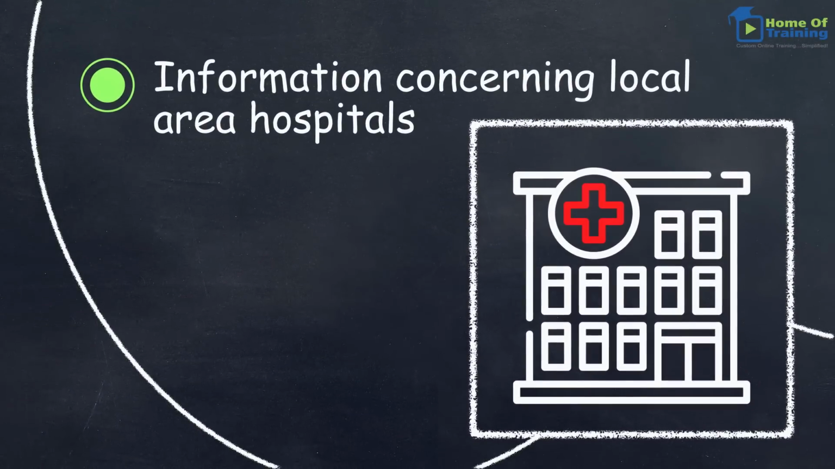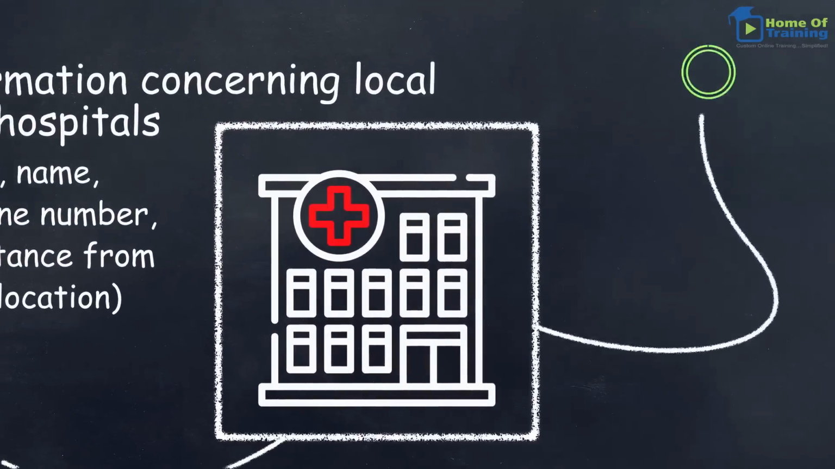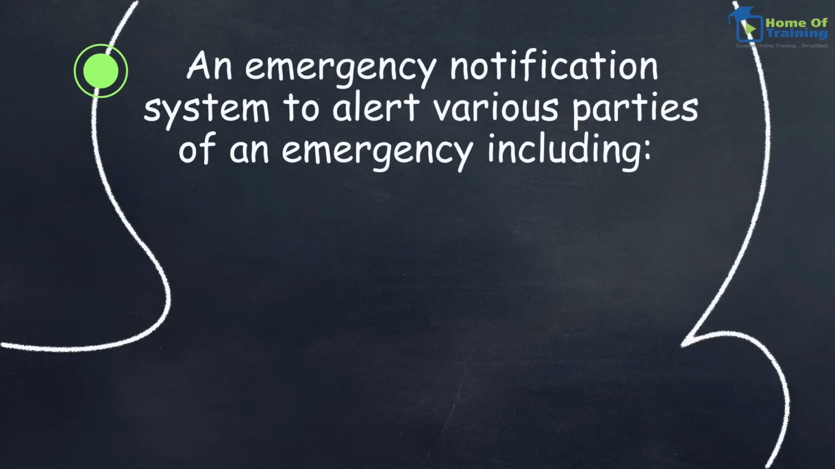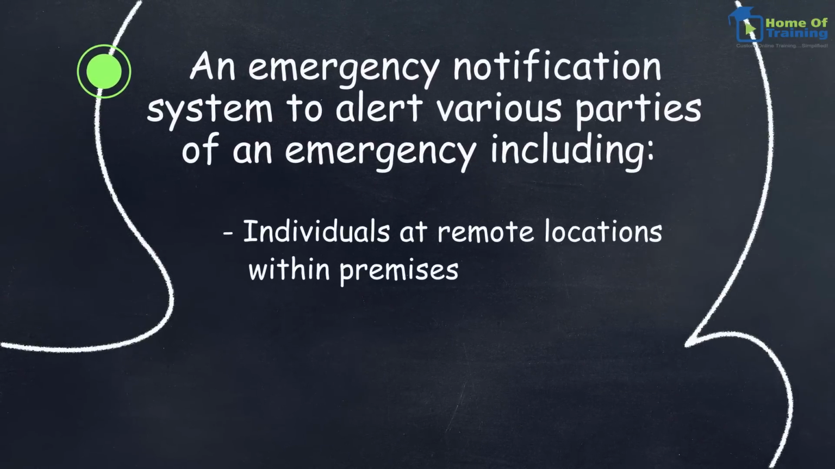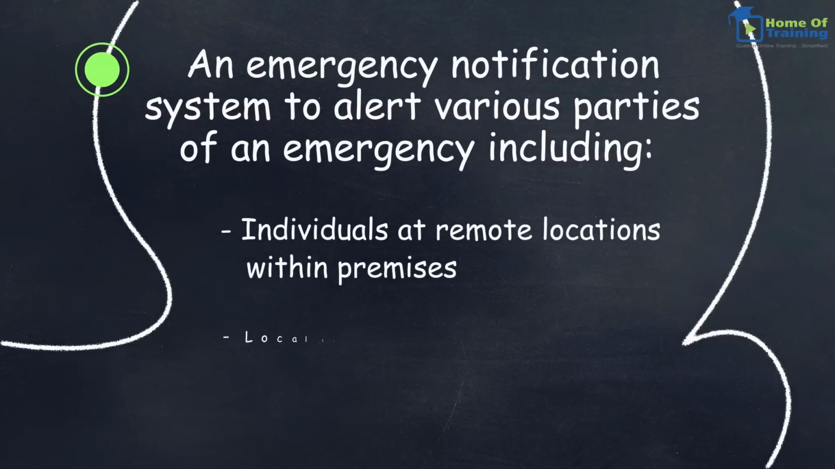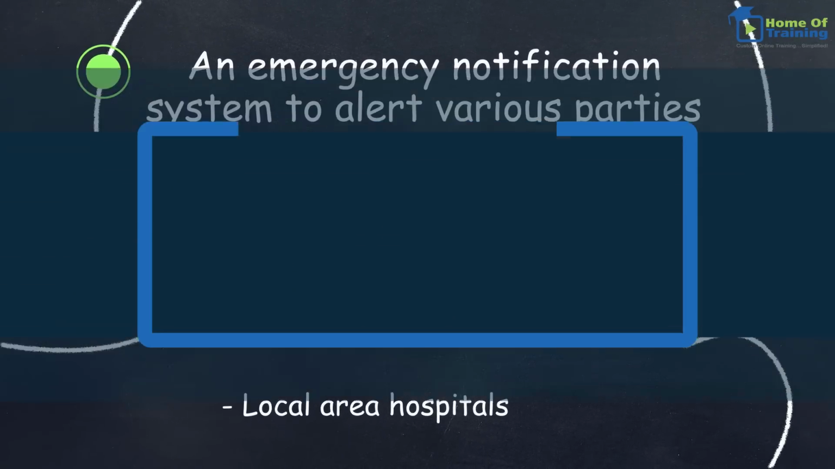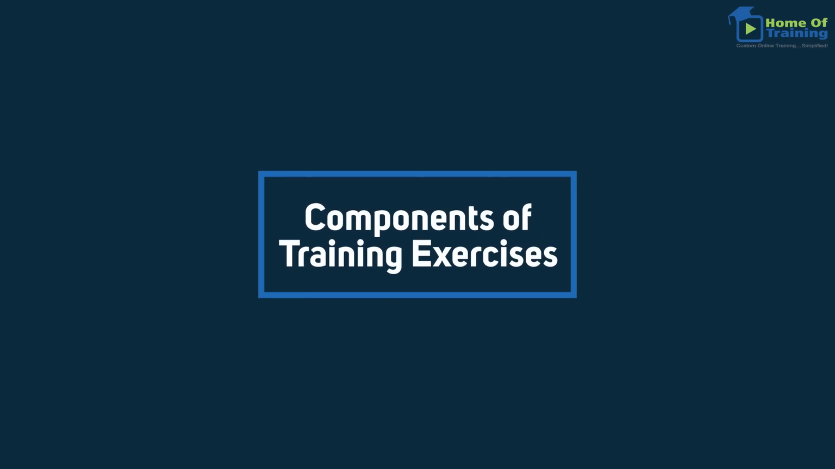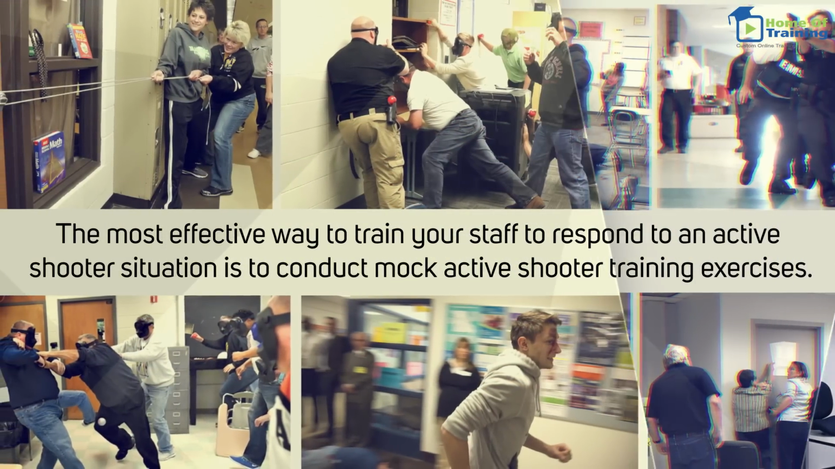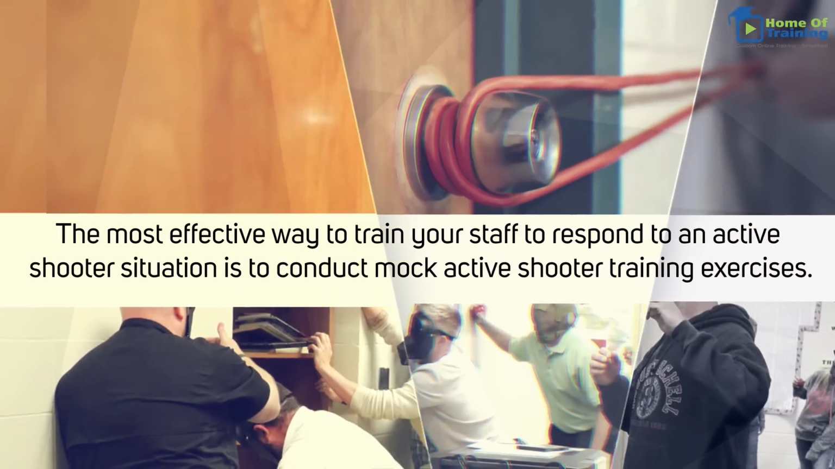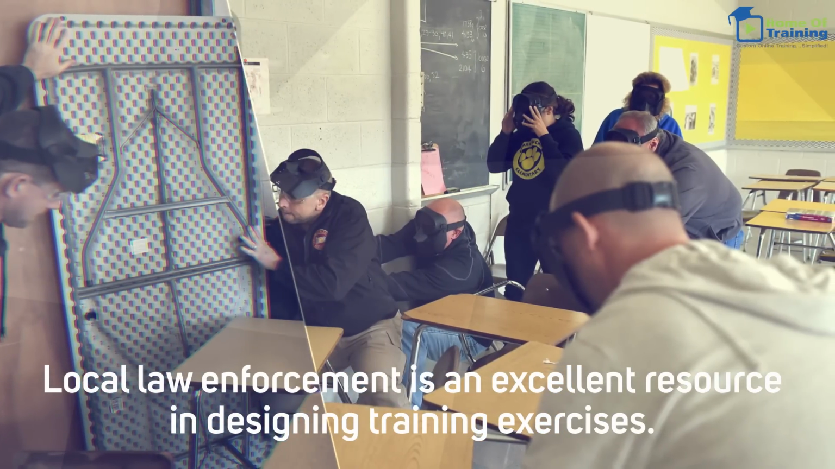information concerning local area hospitals like name, telephone number, and distance from your location, an emergency notification system to alert various parties of an emergency including individuals at remote locations within premises, local law enforcement, local area hospitals. Components of training exercises. The most effective way to train your staff to respond to an active shooter situation is to conduct mock active shooter training exercises. Local law enforcement is an excellent resource in designing training exercises.